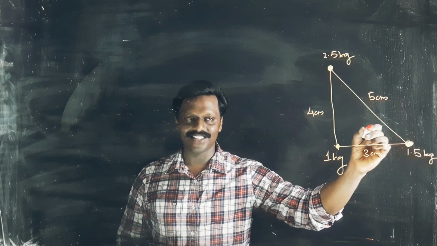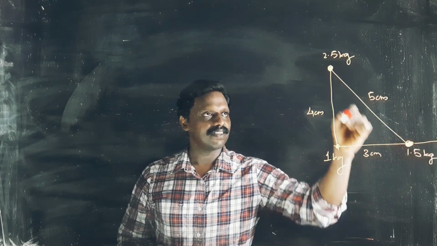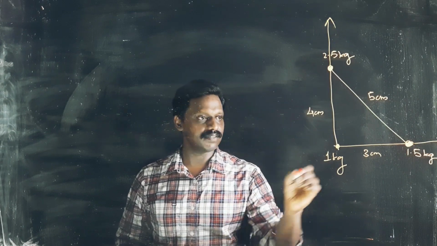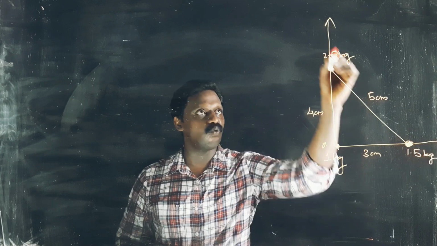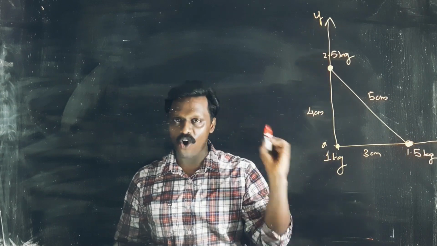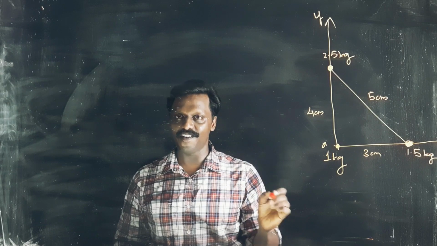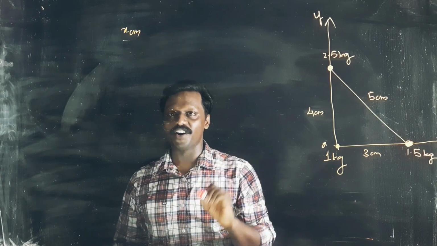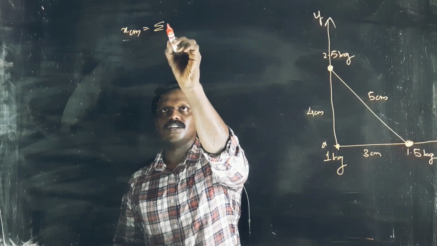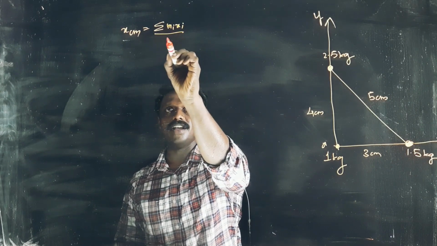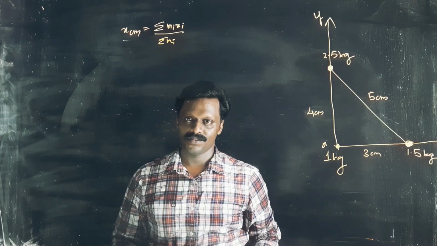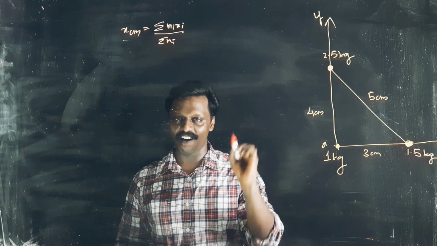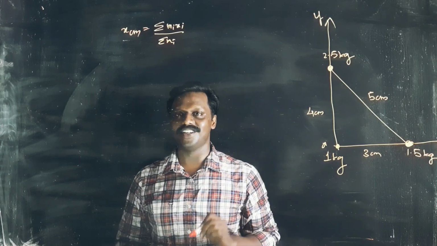We have to imagine a coordinate system. Let us take the 1 kg mass as the origin, so that we are having an x and y axis. So it is easy to locate the position of the center of mass from the equation xcm, the x coordinate of the center of mass, is equal to summation mixi divided by summation mi, which is equal to m1x1 plus m2x2 plus m3x3 divided by m1 plus m2 plus m3.